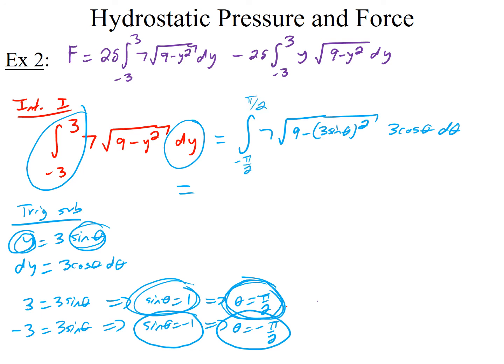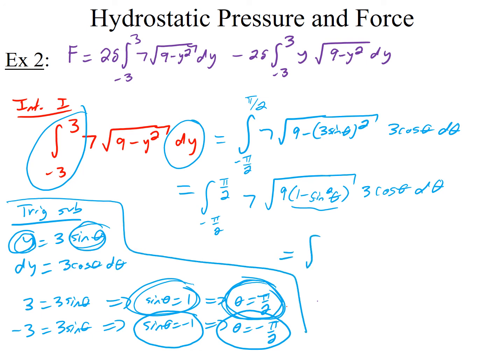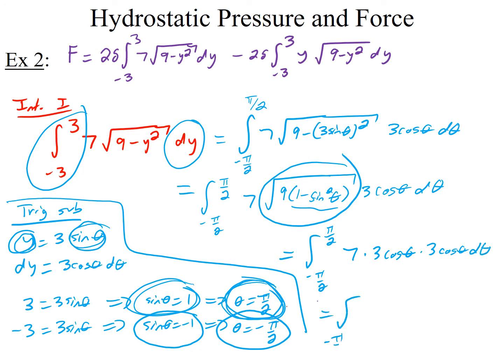Okay, let's see where we're at. So we have the integral from negative pi over 2 to pi over 2 of 7, and inside here we have 9 minus 9 sine squared. If you factor out the 9, we get 1 minus sine squared, and then a 3 cosine theta d theta. And we know that that's going to be a cosine squared. The square root of that is just going to give you cosine. So we have 7, and then 3 cosine theta, and then we have another 3 cosine theta outside. So we have the integral from negative pi over 2 to pi over 2 of 63 cosine squared theta d theta. Okay, out of room. So let's erase some stuff.